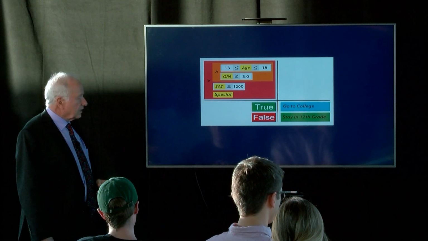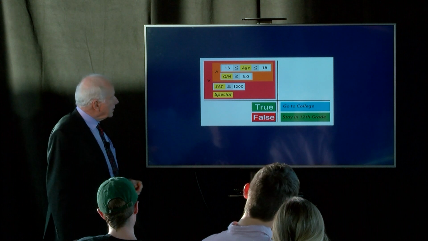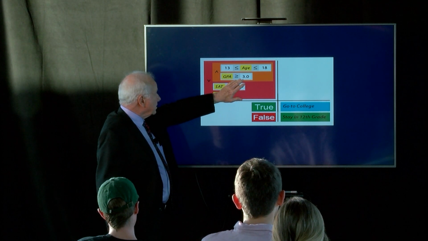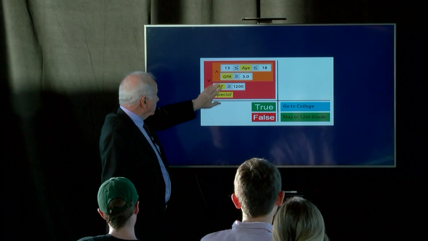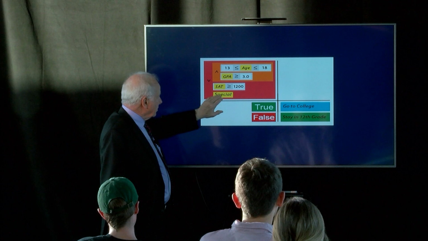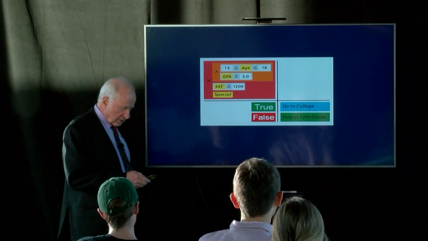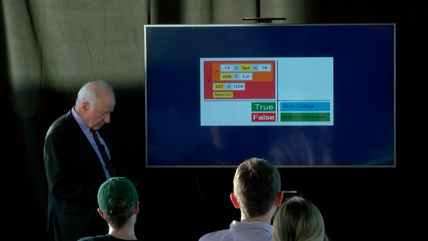And here's sort of putting together ands and ors together. Here we're saying if you're a teenager, grade point average is a 3.0 or more, or your SAT is above 1200, or you're special, you're true, you go to college, or false, you stay in the 9th, stay in the 12th grade.